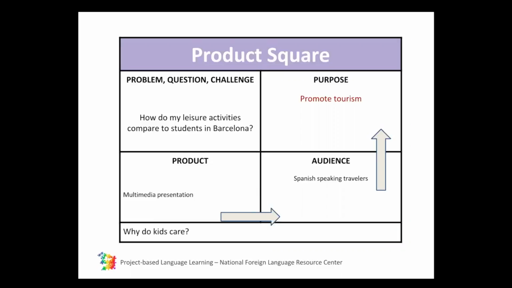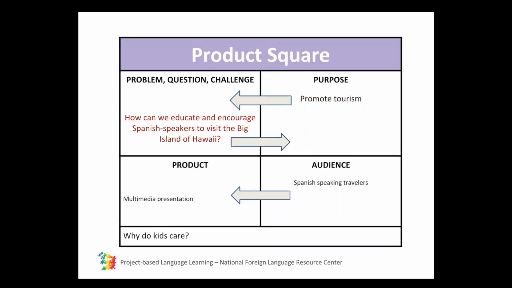Does that sound like an authentic purpose? So now we have to go back to our original question and think, how can we change it to relate to our new purpose? So how can we educate and encourage Spanish speakers to visit the Big Island of Hawaii? And that's to promote tourism, right? And our audience matches. But what about the product? So let's have a look at the final copy and see where this teacher ended up.